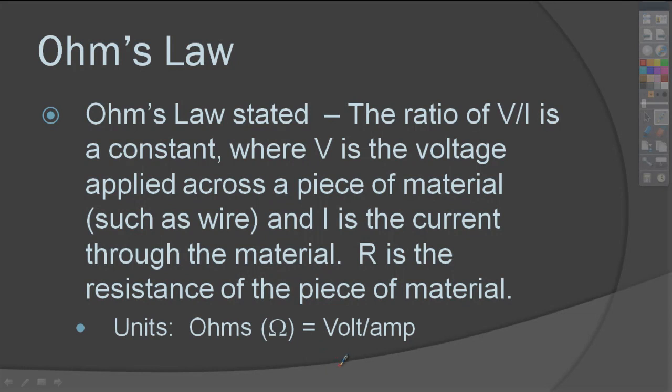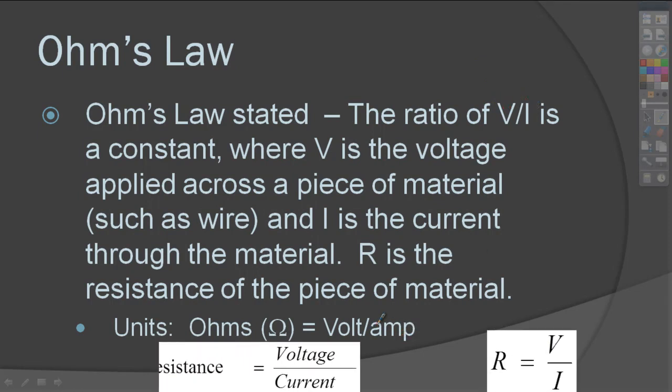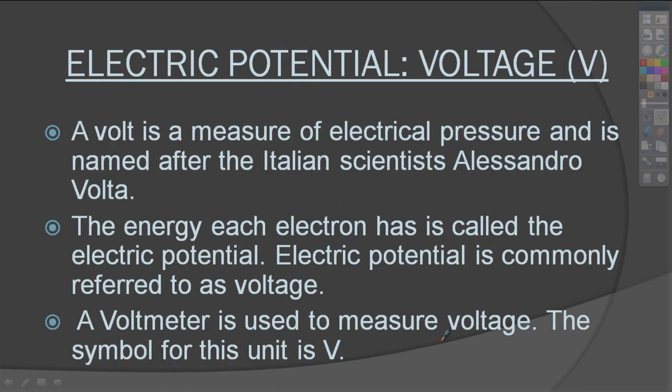The units are ohms, and we give the symbol of an omega. It's a Greek omega symbol. And the units are volts per amp. That's what an ohm equals, because we have V over I. So V is measured in volts, I in amps, volts per amp. We call that an ohm. So Ohm's law states resistance equals voltage divided by current, or R equals V over I. Remember, this R is always going to be a constant for whatever piece of material we're talking about.